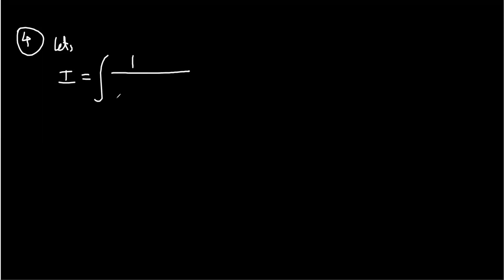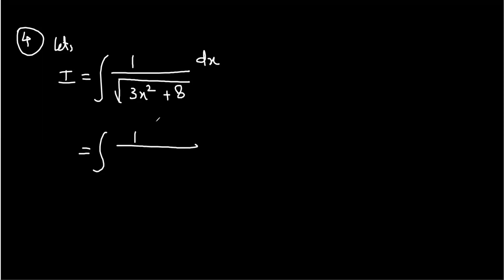Now we have the fourth one as let I equals to integral 1 over root of 3x square plus 8 dx. So what do I write for this? This time I have got square root in the denominator. So I understand that it is going to be the second set of theorems which we are going to use. So I will write it exactly in the form the theorems are.